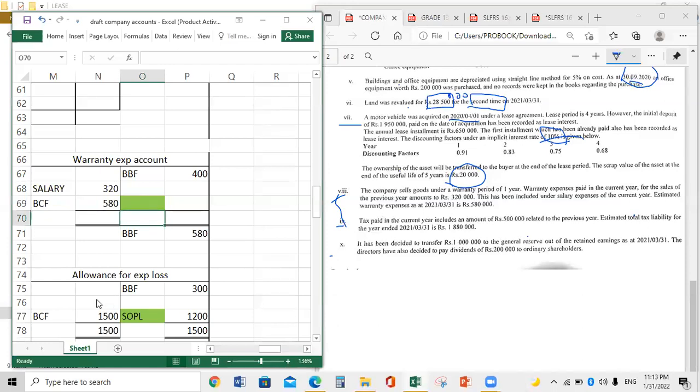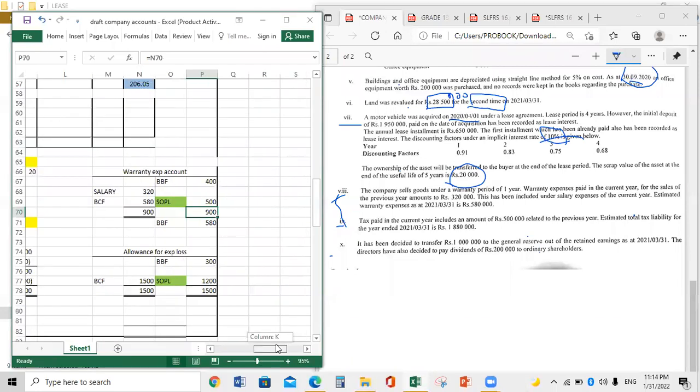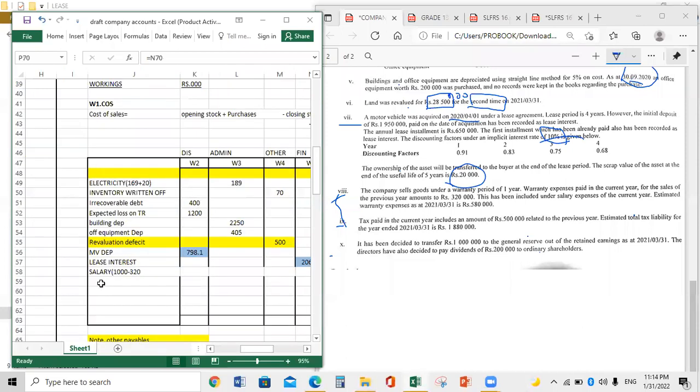Now, guys, quickly find me how much the warranty expense is. Calculate the warranty expense transferred to the statement of profit or loss. How much? 500. So the warranty expense is 500. It's a distribution expense. Go and record it under distribution expense, working number 2. Distribution expense, warranty, 500.